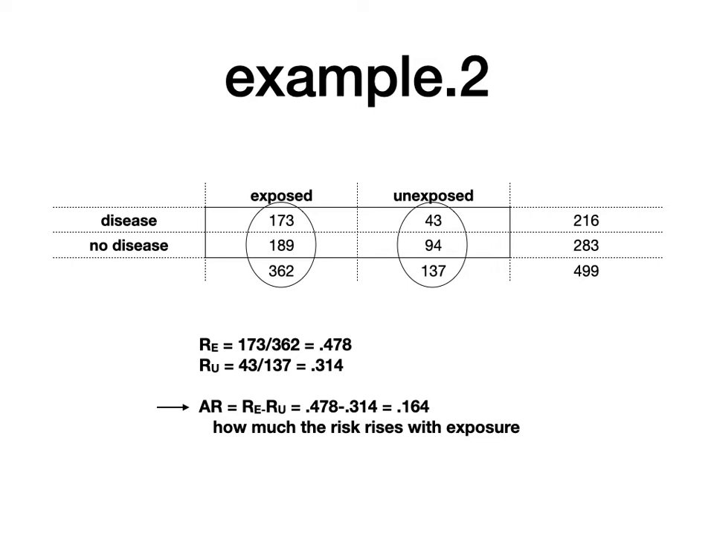As you might guess, there is an example. The example uses the same data. I'm going to keep using the same data as long as I can here. In this case, you saw before that the risk amongst the exposed was 0.478. And you saw that the risk among the unexposed was 0.314. Those haven't changed. Now, however, I subtract the one from the other. And that's how much the risk rises with exposure. It rises from 0.314 to 0.478, which is the attributable portion of the risk, and that is 0.164.